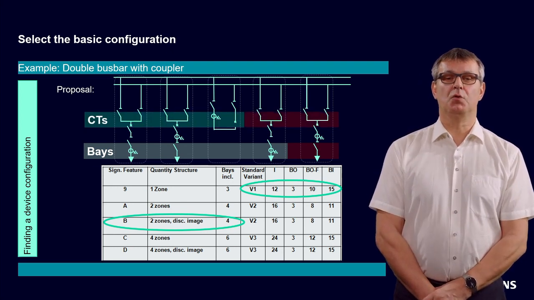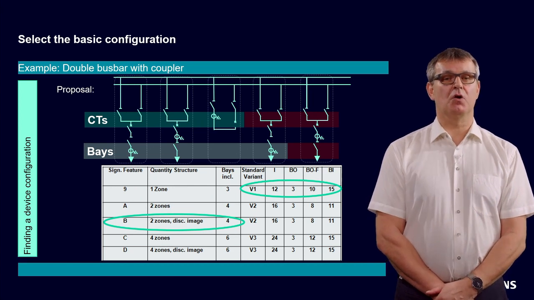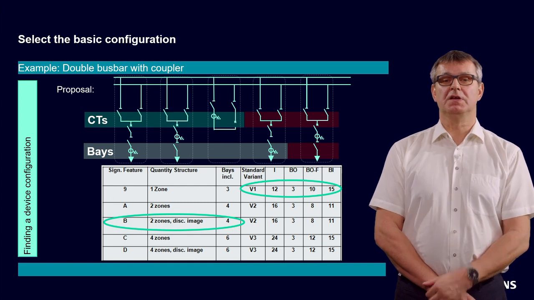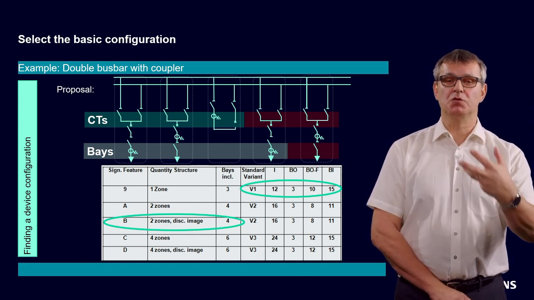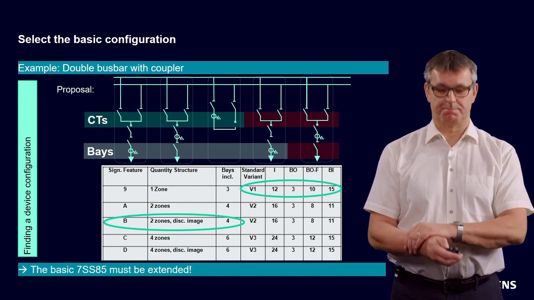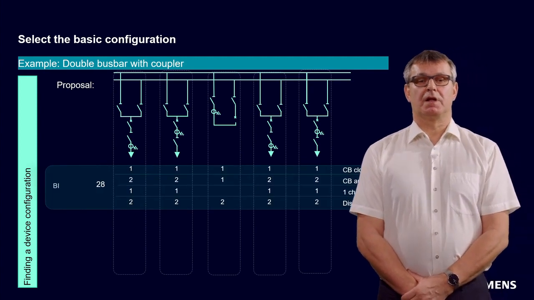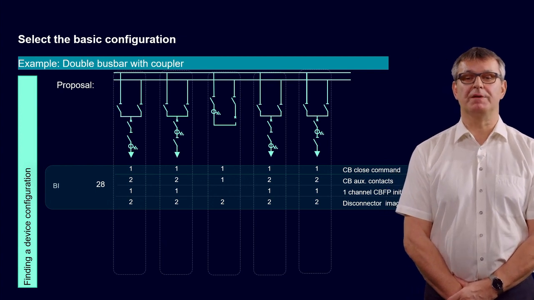CTs, we need all in all 5 CTs. So we have already 3 CTs with the hardware variant version 1. So we have to take care that we have 2 further CTs. Let's count the number of necessary binary inputs.